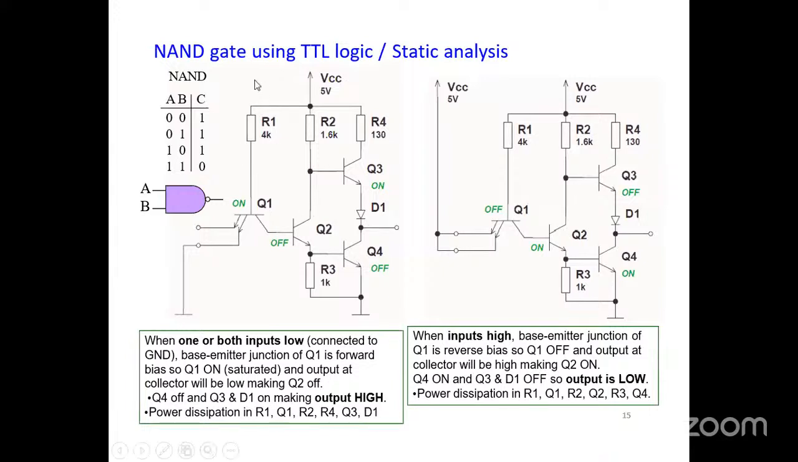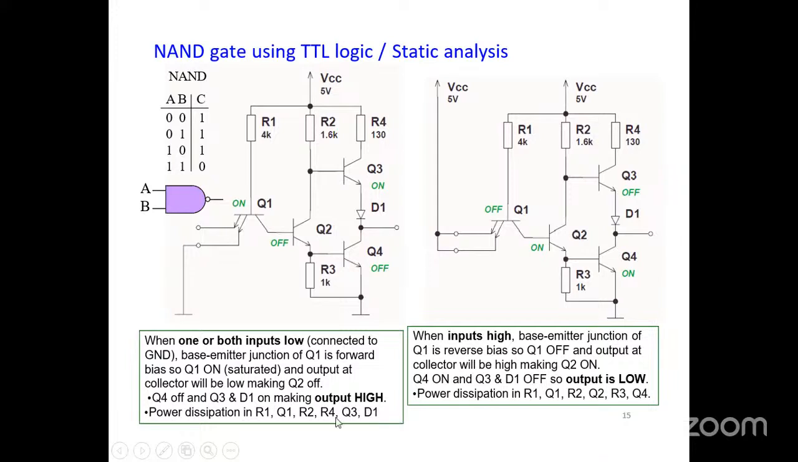This is another circuit using the TTL logic. This is an AND gate constructed using this. When one or both inputs are low, the base emitter junction of Q1 is forward biased and Q1 is on. The output at the collector will go low, making Q2 off. Whenever this is on, the output goes low. Then Q4 is off, and Q3 and D1.